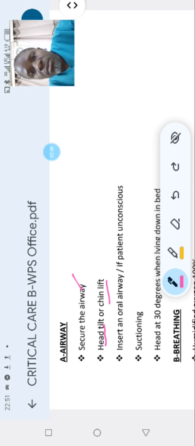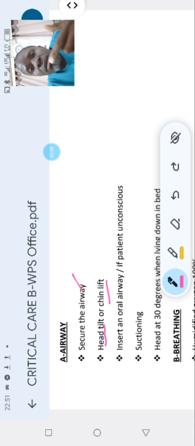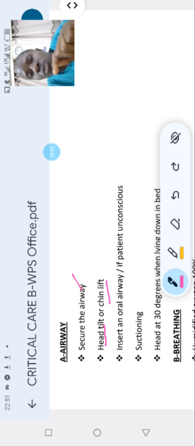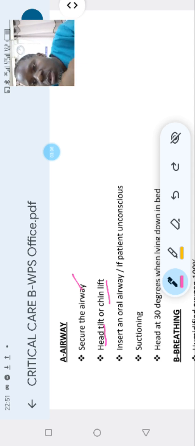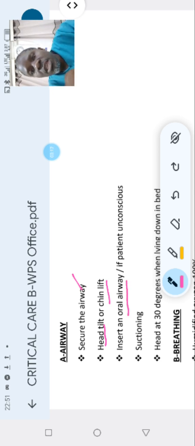Once that is done, there is another thing you can do to make sure that the airway is clear, if you are scared that the tongue can fall back. You don't want the tongue to fall back, so the airway should remain clear. What do you do? You insert a device which we call an oropharyngeal airway, which is an oral airway. Some will say airway guedel or oropharyngeal airway, so that the tongue does not fall back. That's the rationale that we give. Mostly this applies to unconscious patients.